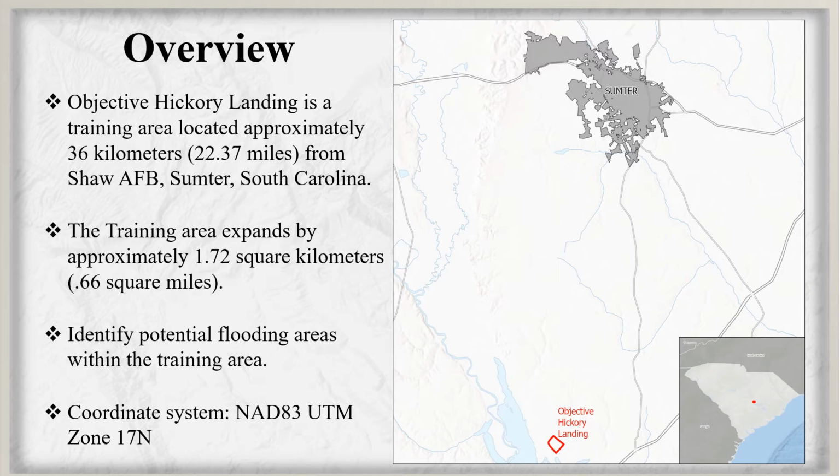Hickory Landing is a training area located approximately 36 kilometers from Shaw Air Force Base, Sumter, South Carolina. This training area spans approximately 1.72 square kilometers, and the goal of this project idea is to identify the potential flooding areas within that training area.